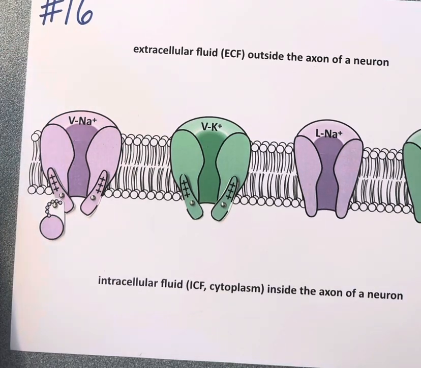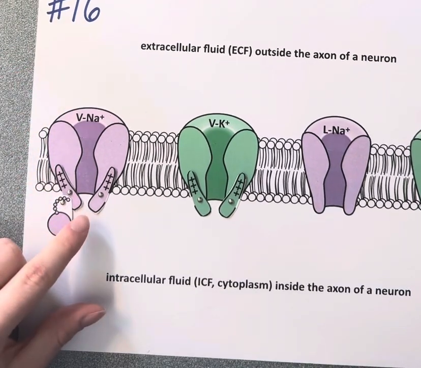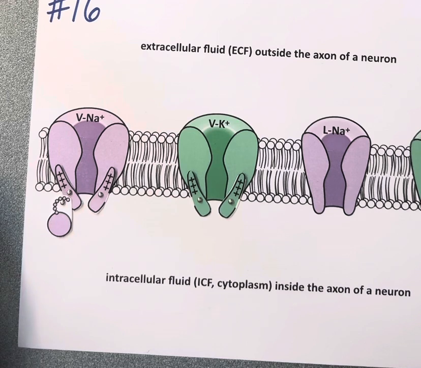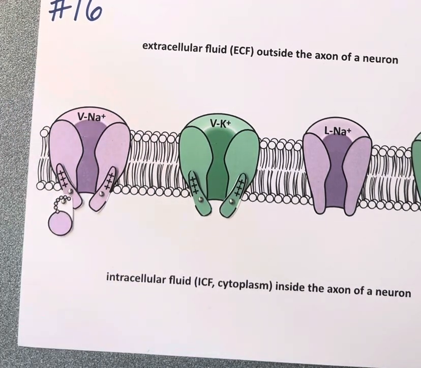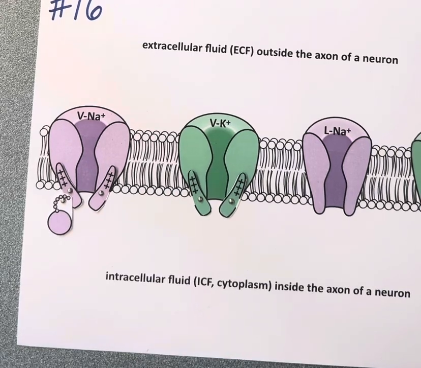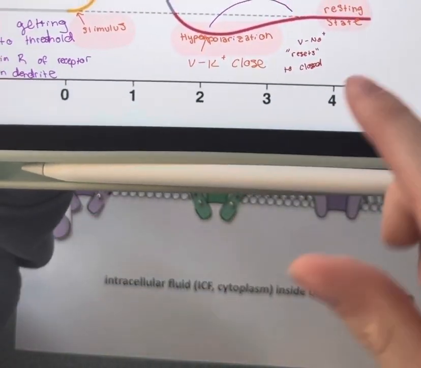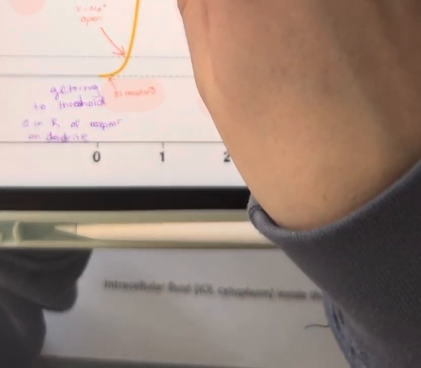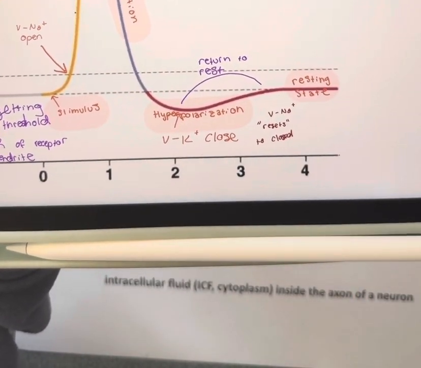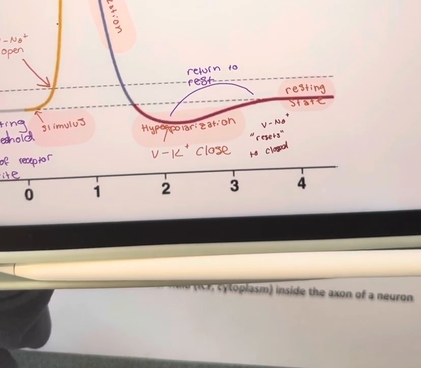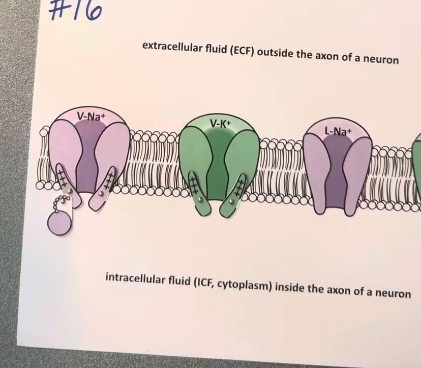Because the inactivation gate never blocks the pore, the VNa+ channels can never reset properly. Persistent Na+ flux into the cell keeps the neuron depolarized. On the graph, it wouldn't look like this. It would continue to stay up here, and the cell would never be able to return to resting potential.